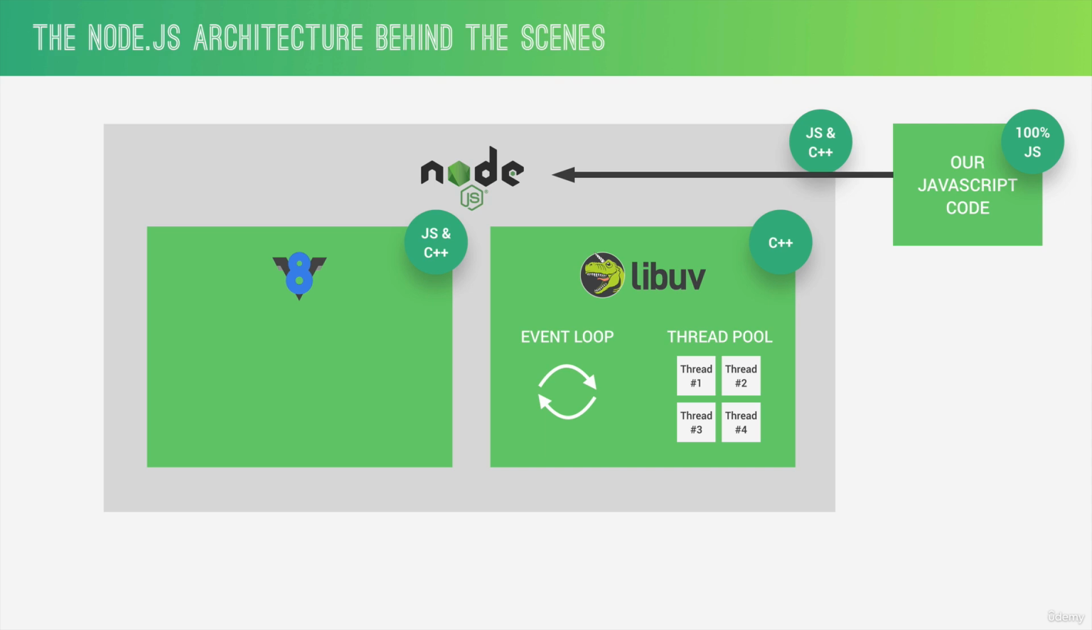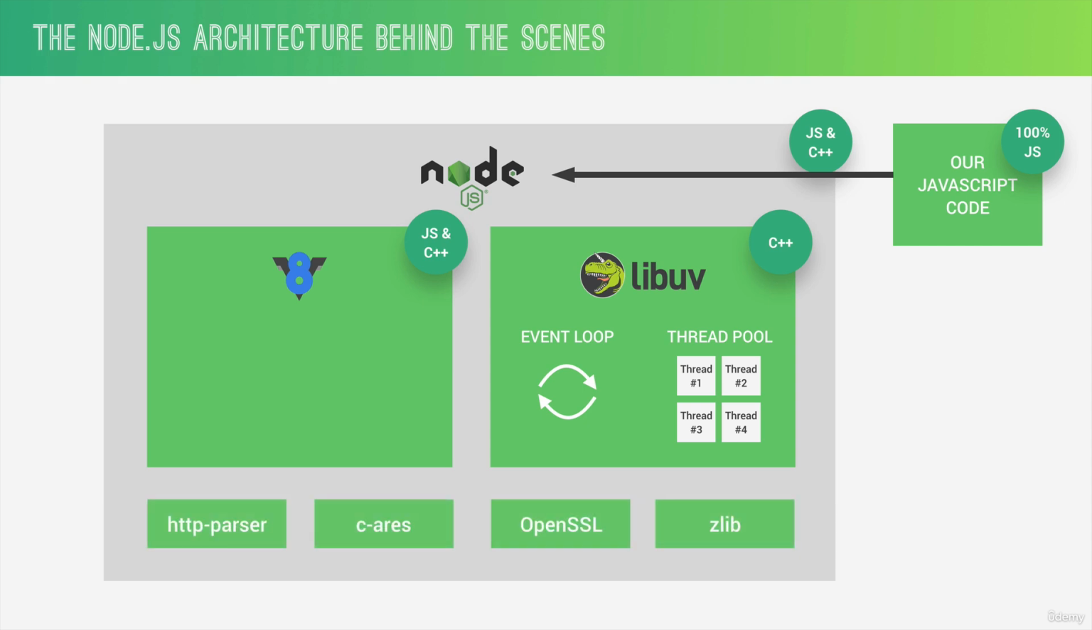And speaking of other libraries, Node does actually not only rely on V8 and Libuv, but also on HTTP parser for parsing HTTP, c-ares or something like that for some DNS request stuff, OpenSSL for cryptography, and also zlib for compression. And these are not that important to understand, alright?